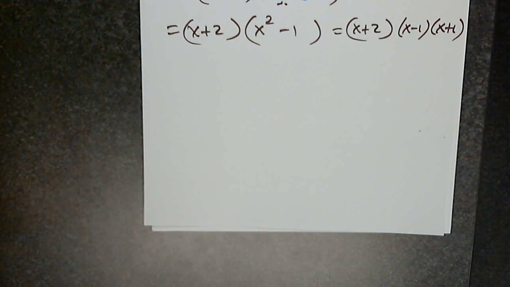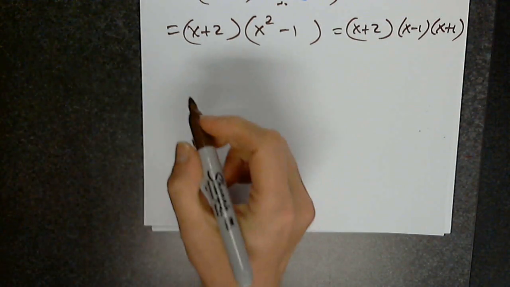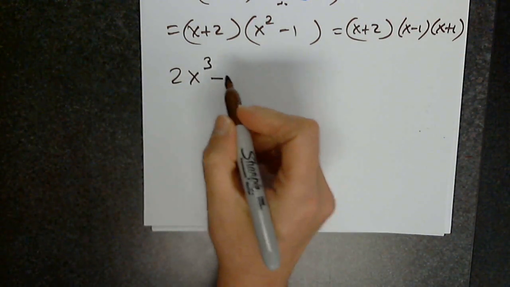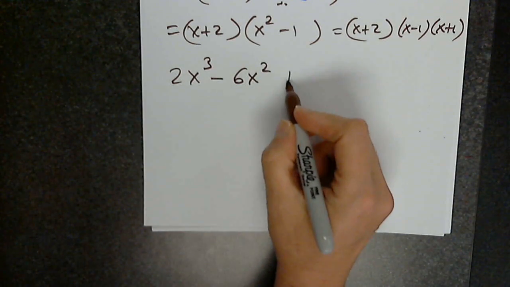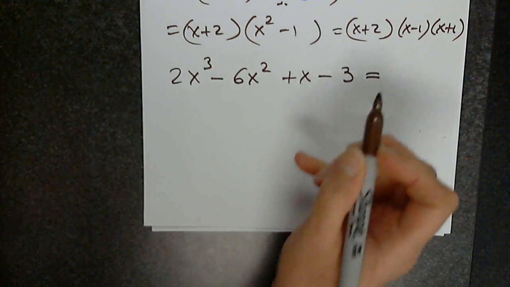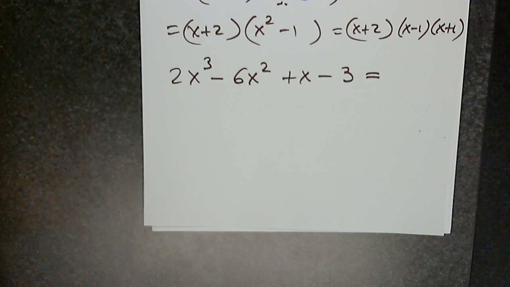Any questions? Okay, here's the third one. That's for you. 2x cubed minus 6x squared plus x and minus 3. So please factor this. Go through the strategy for polynomials, please.